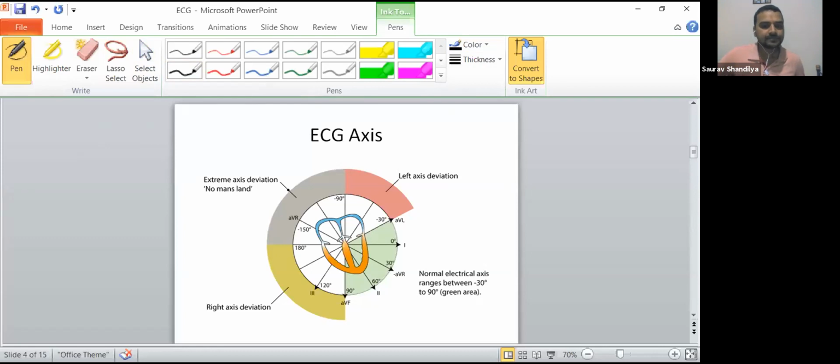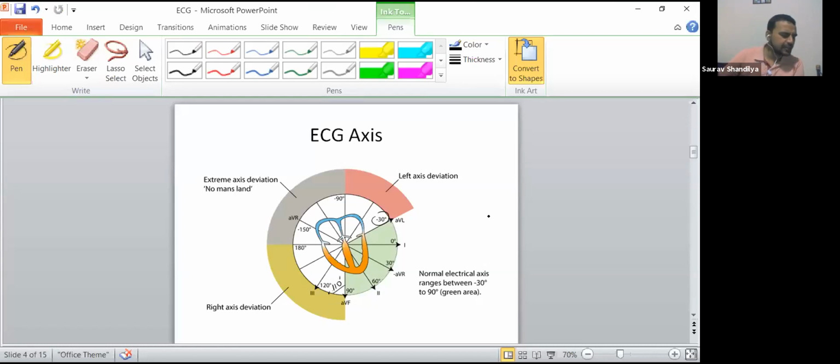Okay, see, this is the axis. Drill in your mind. There is one more beautiful image with me. I could not fit it here today. That is an even better image than this, but I'll try to send at least this. See, all the leads are here. Okay, all the leads. So generally minus 30 to 110 degrees, that is the general cardiac axis. Okay, that is the general cardiac axis.